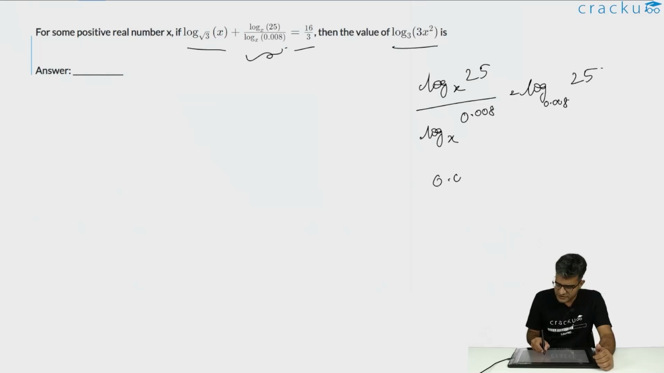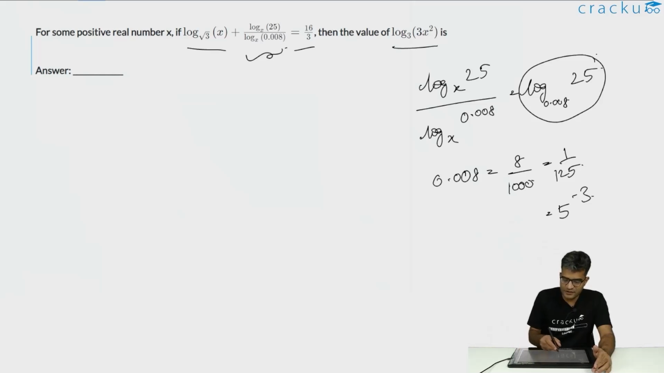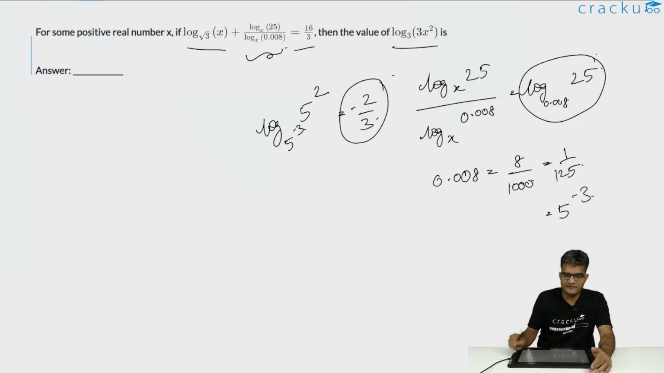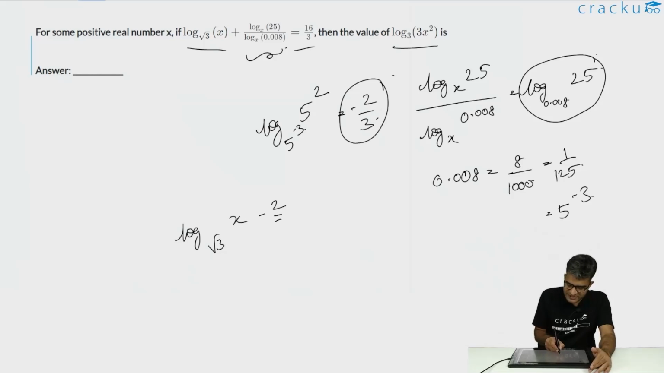But what is 0.008? 0.008 is 8 divided by 1000, which is equal to 1 by 125. 125 is 5 cubed, so this is equal to 5 to the power minus 3. So this is essentially equal to log of 5 square, which is 25, to the base 5 to the power minus 3. This is equal to minus 2 by 3. So the equation that we have is log of x to the base root 3 minus 2 by 3 is equal to 16 by 3. If you take it to the right hand side, this is 16 plus 2 divided by 3, which is equal to 18 by 3, which is 6.